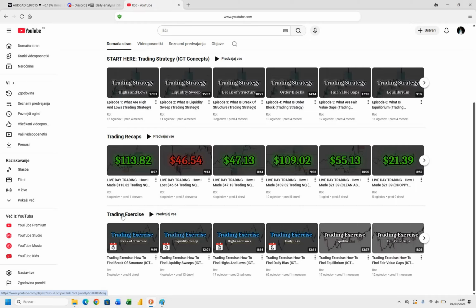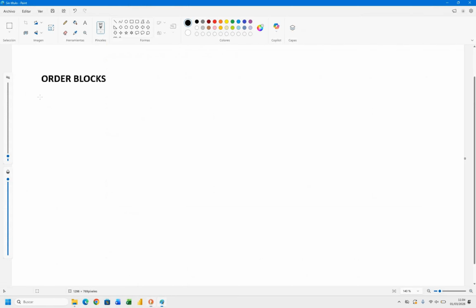I like to do this series on the weekend because on the weekends the stock market is closed. That means we can practice together identifying different ICT confluences that I am using in my own strategy. So today, it's Sunday, we have episode 5, and we are going to identify order blocks. So what are order blocks?